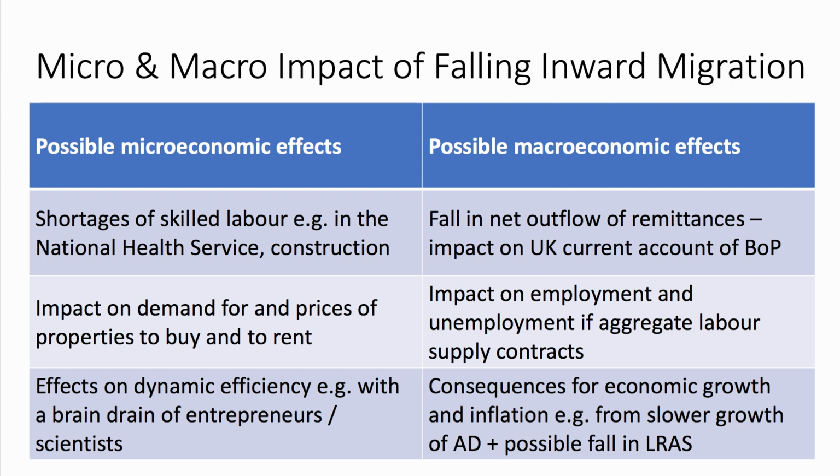And a sustained fall in migration would have consequences for economic growth, GDP growth, and also for inflation, because a fall in migration would have both demand and supply side effects, including a possible shrinkage of long-run aggregate supply. What I'm trying to show here in this video is that you just need to bring out the micro and the macro effects, and in your answer, please remember to signpost very clearly to the examiner when you're making a micro point and when you're making a macro point. If you signpost clearly, they'll be with you.